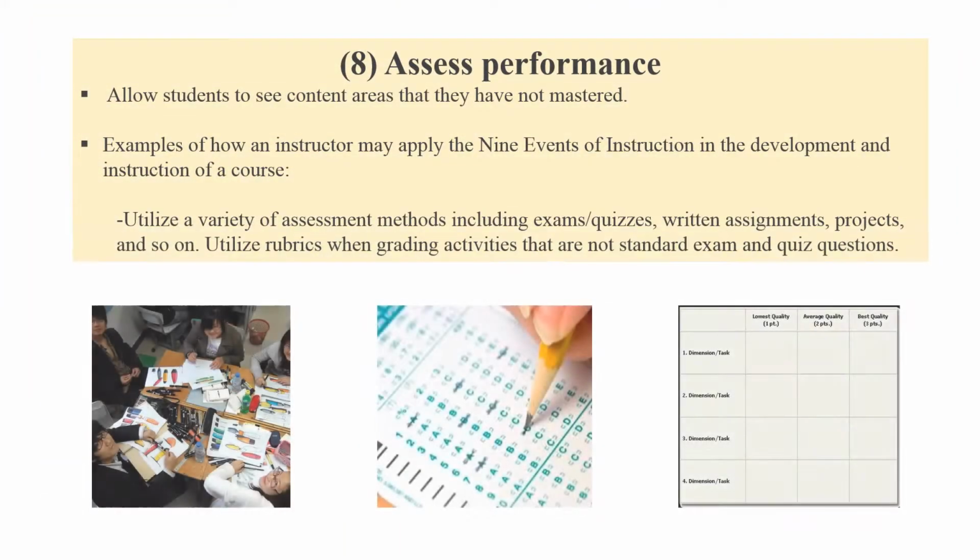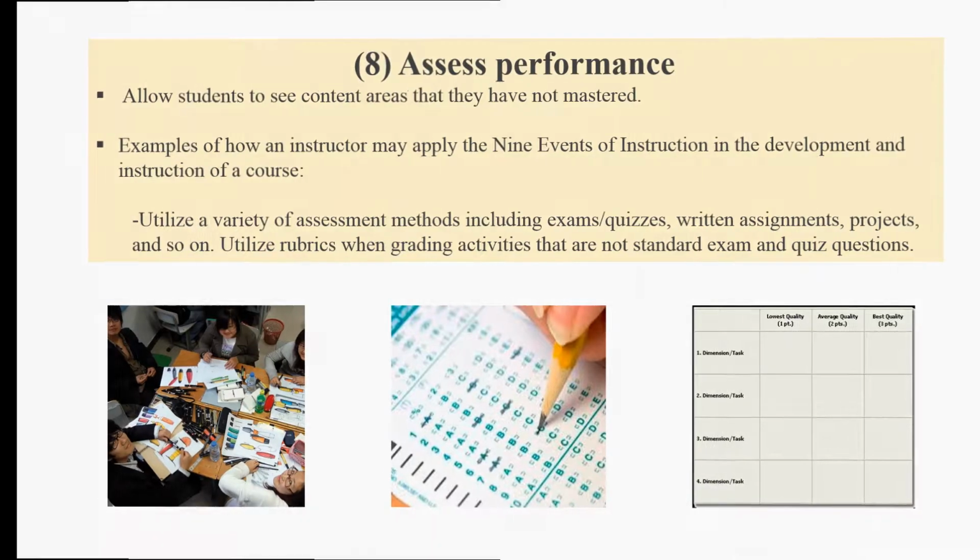The 8th step is assess performance. Allow students to see content areas that they have not mastered. Examples of how an instructor may apply the 9 events of instruction in the development and instruction of a course: utilize a variety of assessment methods including exams, quizzes, written assignments, projects, and so on. Utilize rubrics when grading activities that are not standard exam and quiz questions.